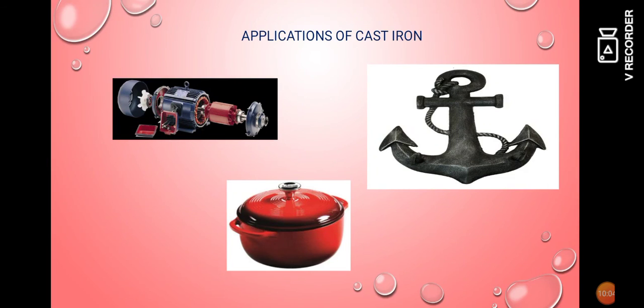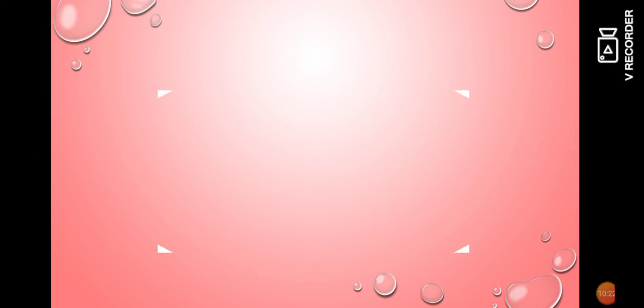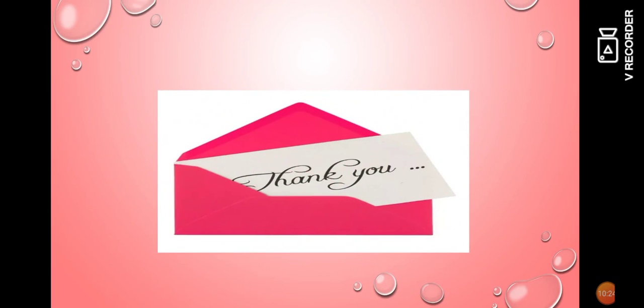So in this picture, we can see the different applications of cast iron. They are used in the manufacturing of motors. They are used in the manufacturing of anchors in the ships, and also they are used in the manufacturing of cookware materials. So in this video, we have clearly seen the various types of cast iron and the applications of cast iron. Thank you.